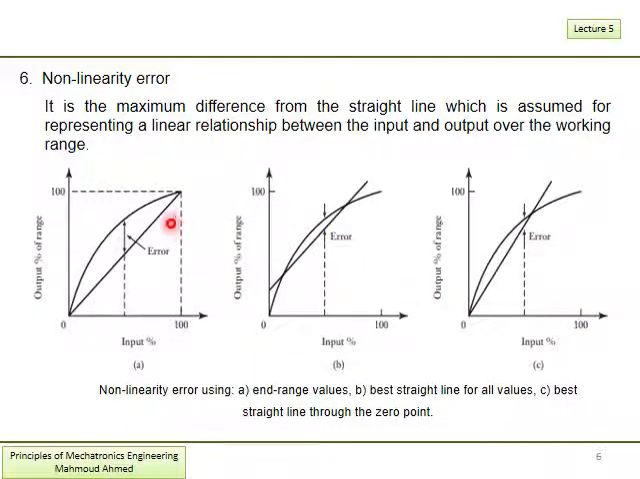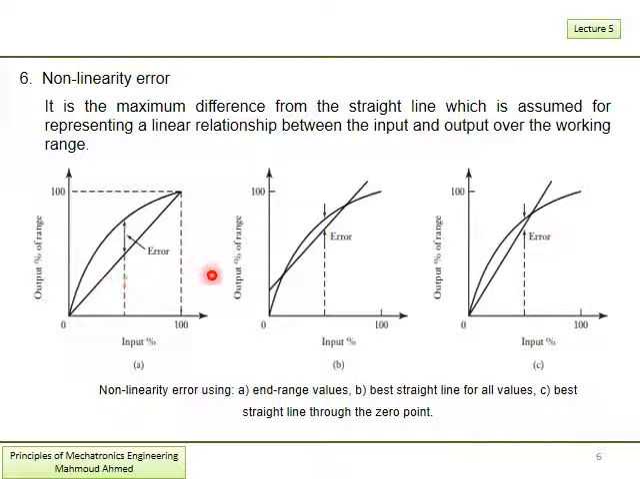Non-linearity error. The non-linearity error is the maximum difference from the straight line, which is assumed for representing a linear relationship between input and output over a working range. If we have measured the change of the output of the sensor with respect to the input, this is the output and this is the input, and we got such a nonlinear relationship as shown in the three figures. This is a nonlinear relationship.